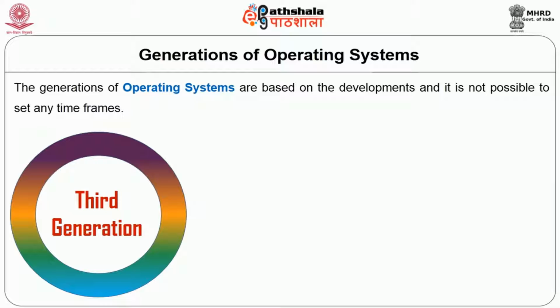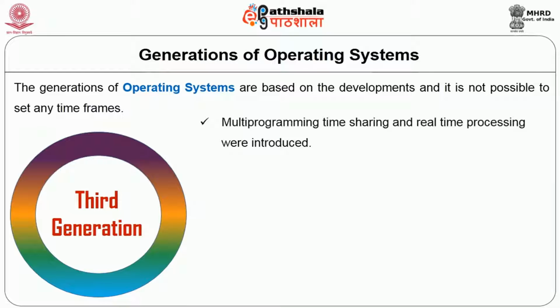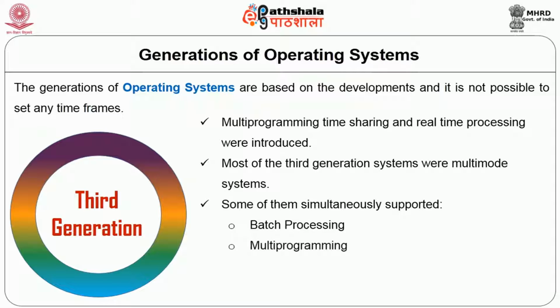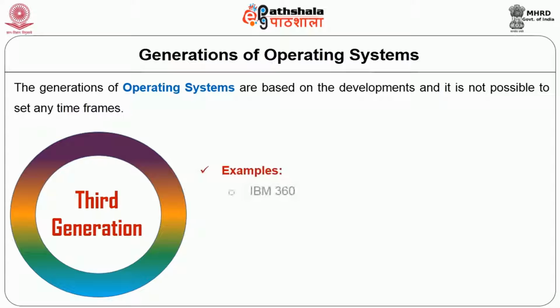Third generation operating systems were multi-programming, time sharing and real-time processing systems. Most of the third generation systems were multi-mode systems. Some of them simultaneously supported batch processing, multi-programming, time sharing and real-time processing. Examples are IBM 360, IBM MVS, IBM MVT, etc.